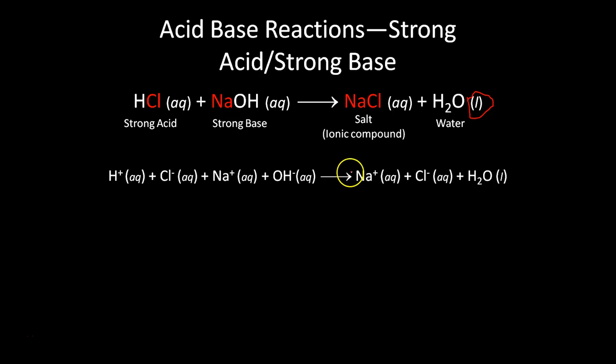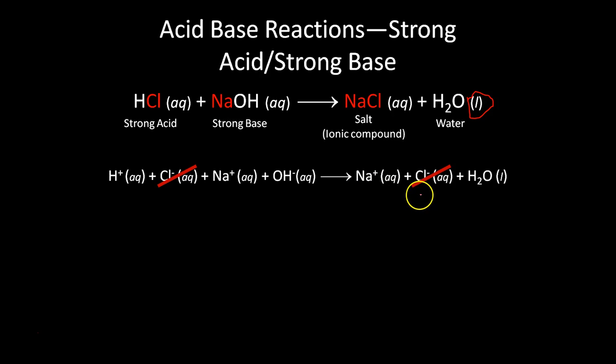Then we have our little reaction arrow that shows what happens when these things are mixed together. Well, we still have sodium ions and chlorine ions, but we also get this water formation. And so notice that this NaCl(aq) just means that we have sodium and chlorine ions in the solution. It doesn't actually mean those two things are connected or associated. These are still considered dissociated ions.